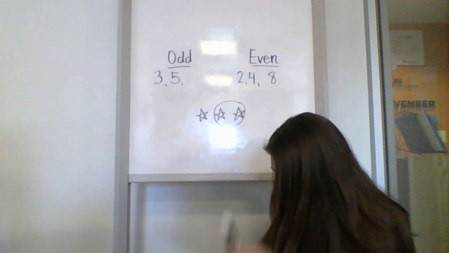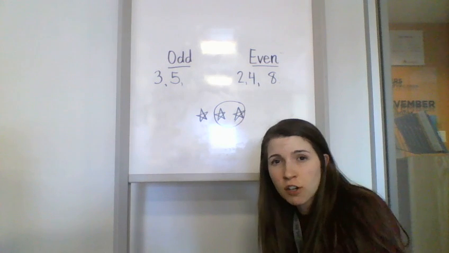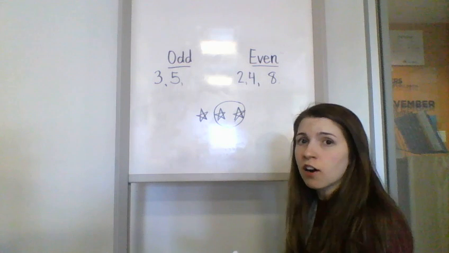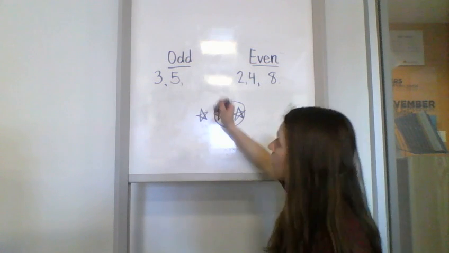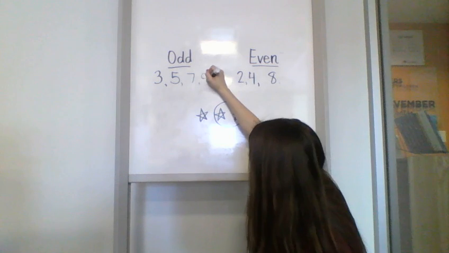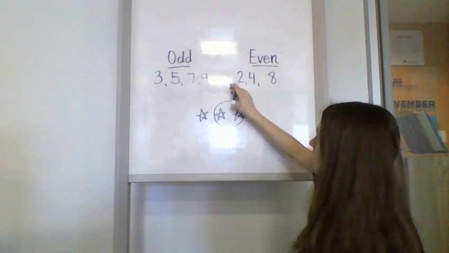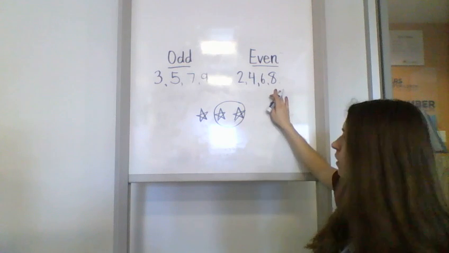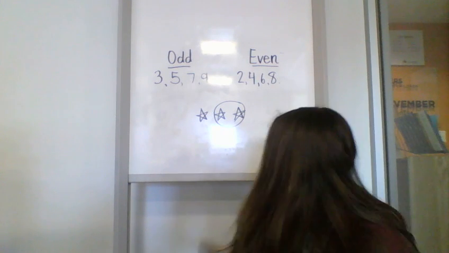If you look on page 31 in your book, it goes over odd and even numbers. So it says that odd numbers are those that end in 3, 5, 7, and 9, while even numbers are any number that ends in 2, 4, 6, and 8. Let's double check one more number.